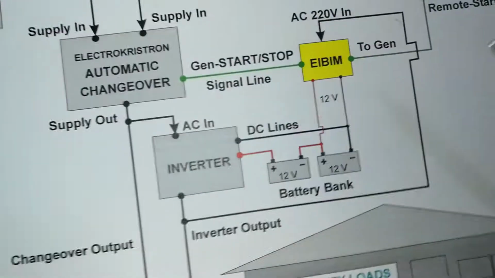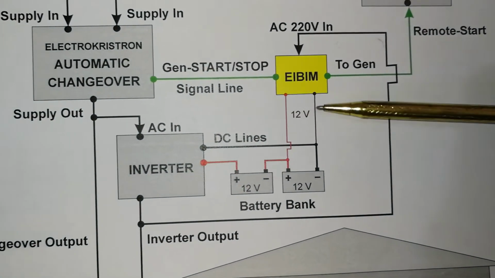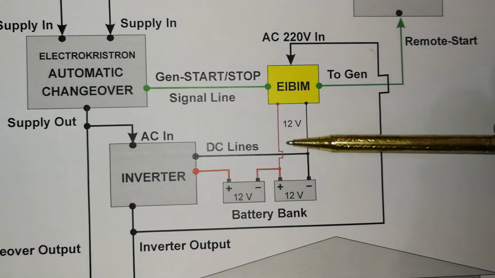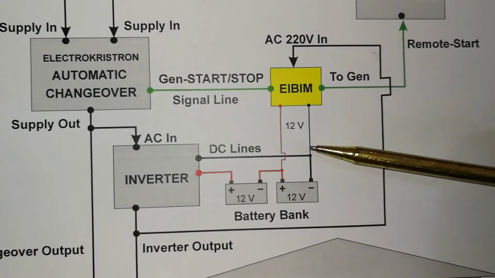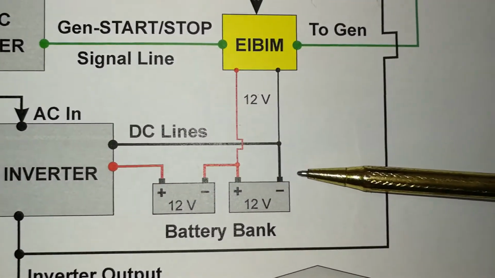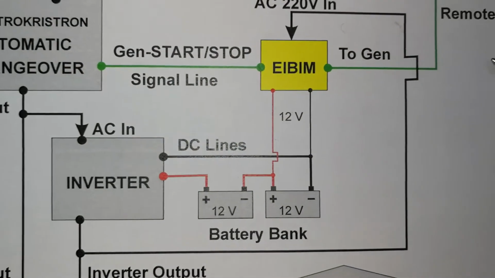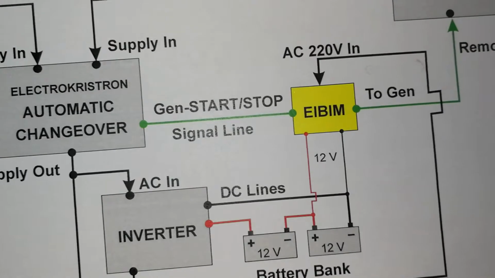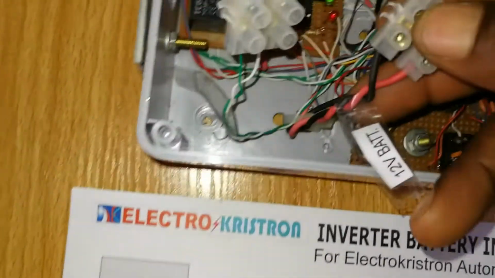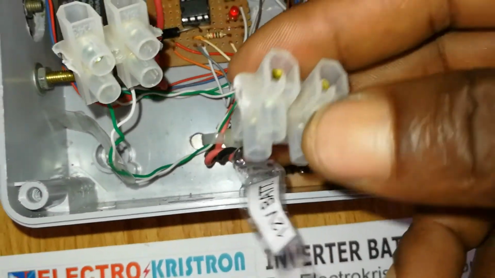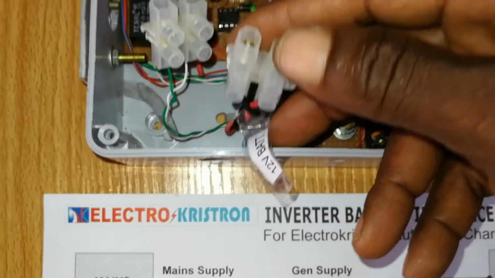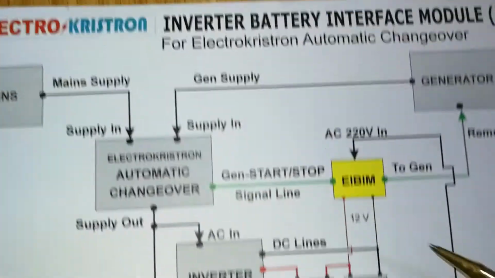Now from this drawing, you can see I have two lines going out to the battery, the negative and positive terminals. So basically these two, the colors are black and red. They are to be connected to one of your batteries.